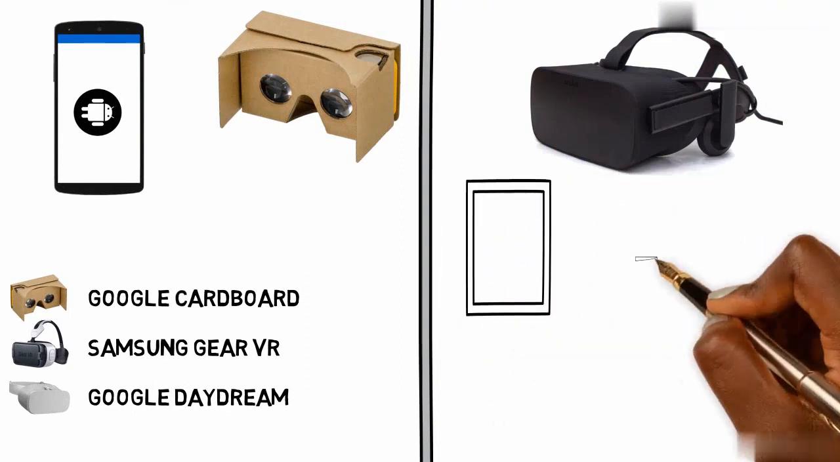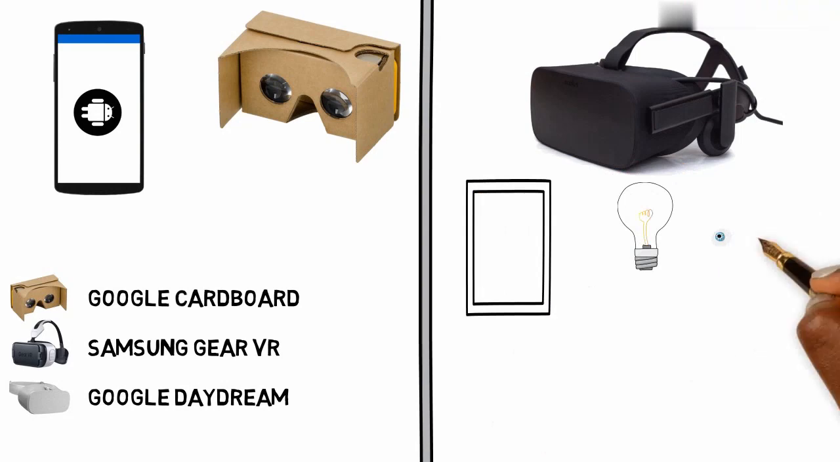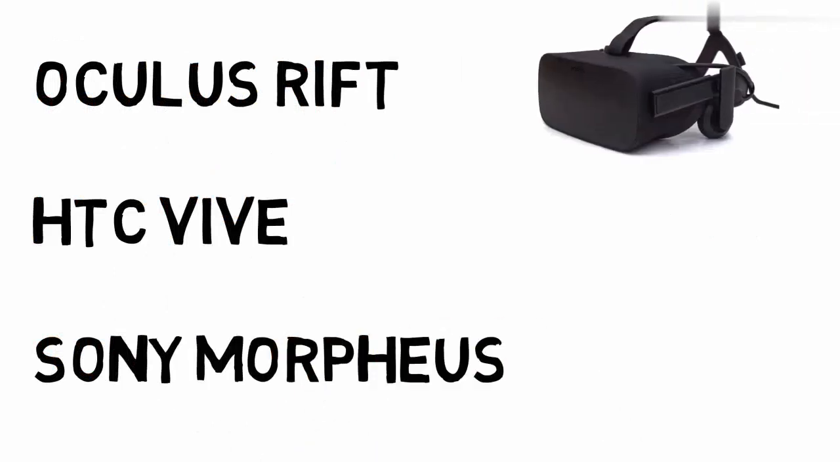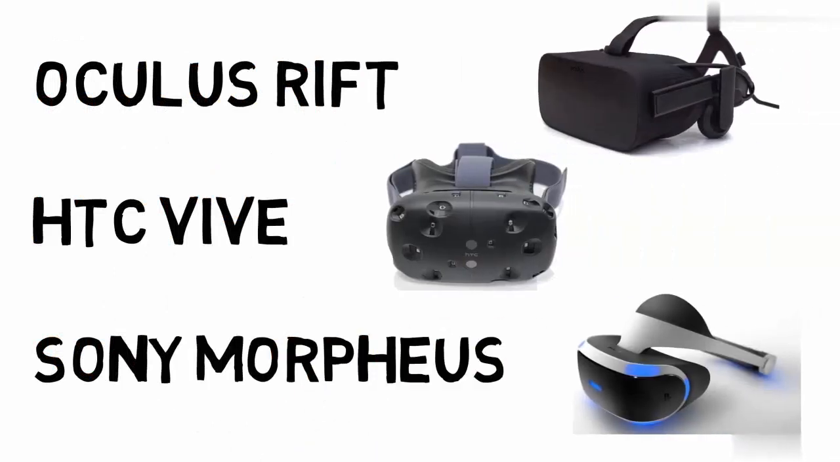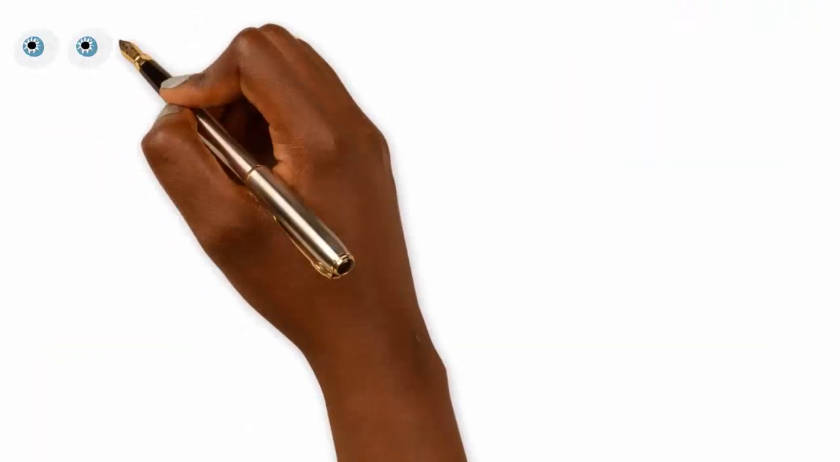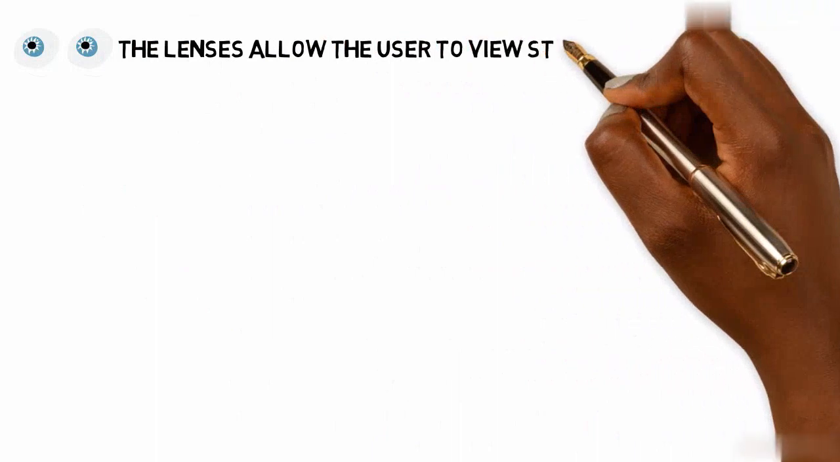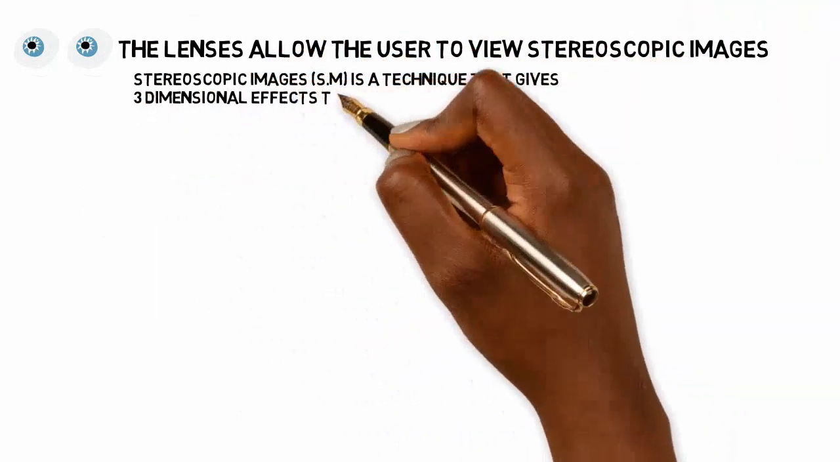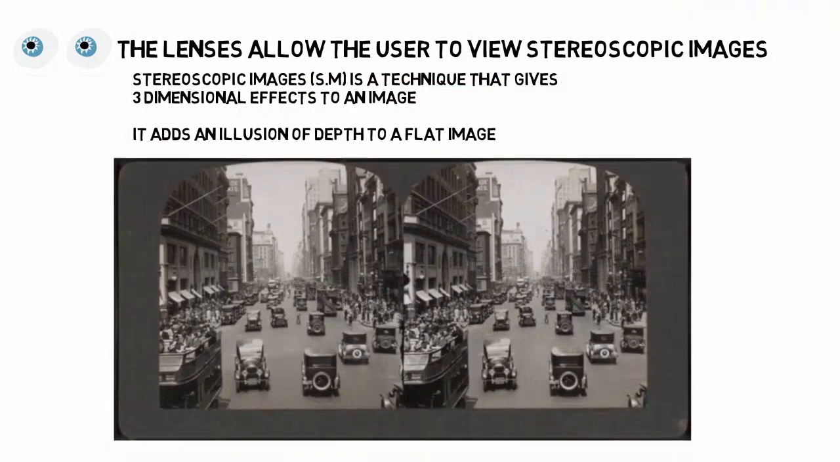These VR headsets consist of a screen, some sensors and lenses which help in tracking the user's head position. Examples of these headsets include the Oculus Rift, HTC Vive, and the Sony PlayStation VR, also called the Sony Morpheus. Both these VR headsets consist of a pair of lenses which allow the user to view stereoscopic images. Stereoscopic imagery is a technique that gives a three-dimensional effect to an image. That is, it basically adds an illusion of depth to a flat image.